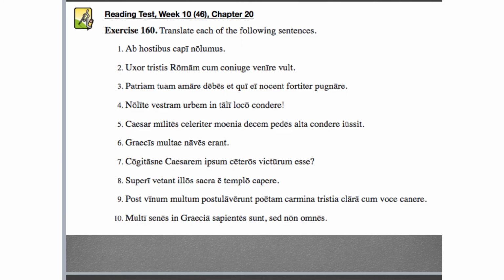All right, let's take a look at this week's summatives. So you're translating sentences. Obviously, these sentences are going to use irregular verbs. Watch out for this form capi. We've talked about it. That's that present passive infinitive. So we don't want, that's the nolumus, we don't want to be taken, there's that passive infinitive, by the enemy, ab hostibus. And then number 2, the sad wife wants to come to Rome with her husband. The sad wife wants to come to Rome with her husband. And I'll leave the rest for you.